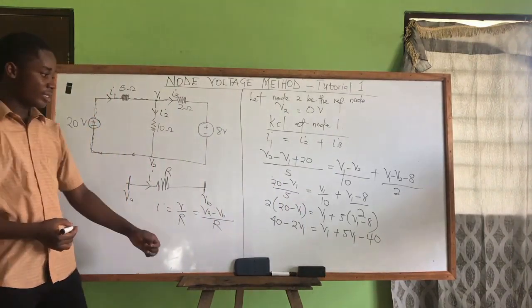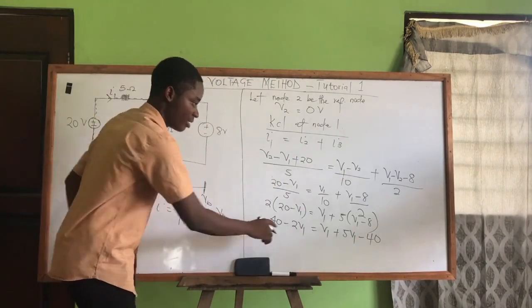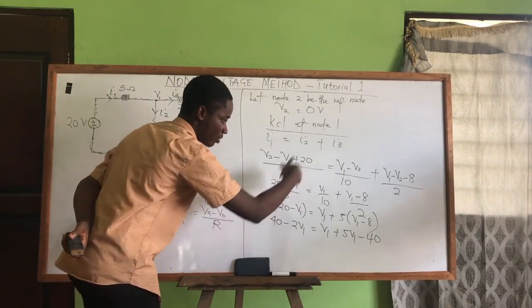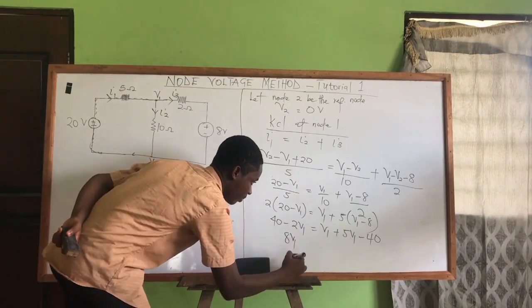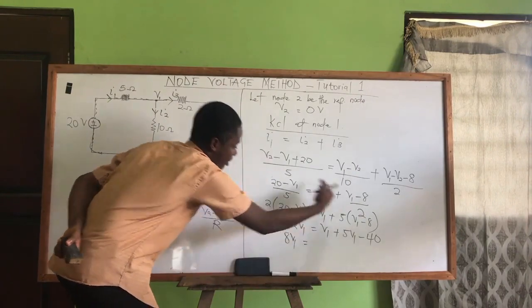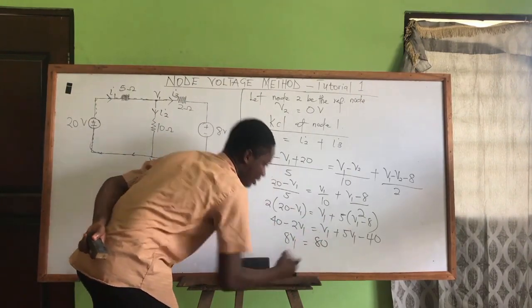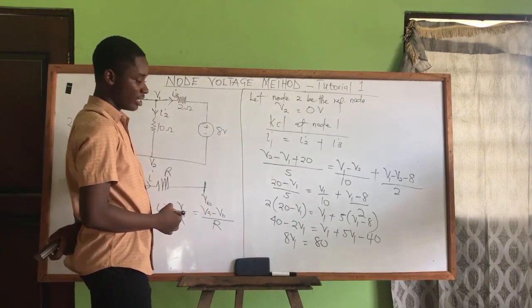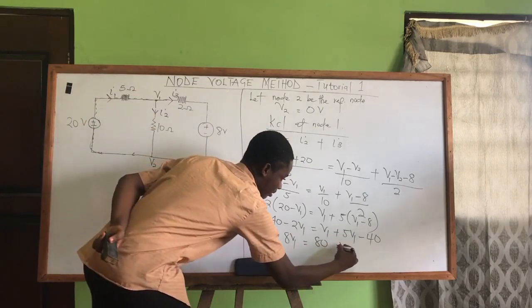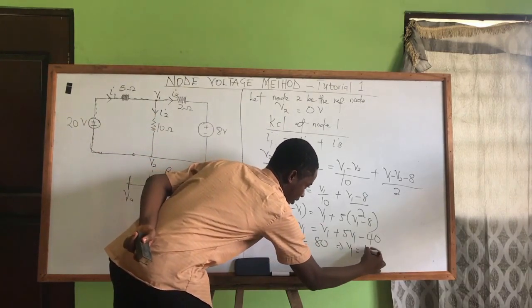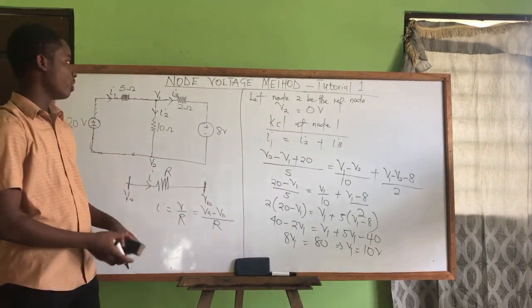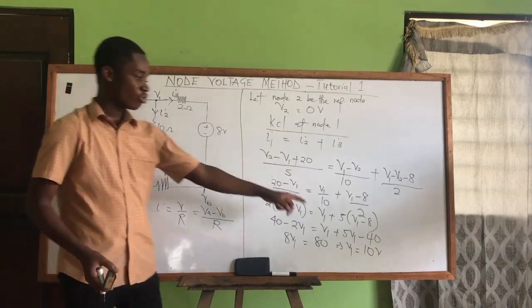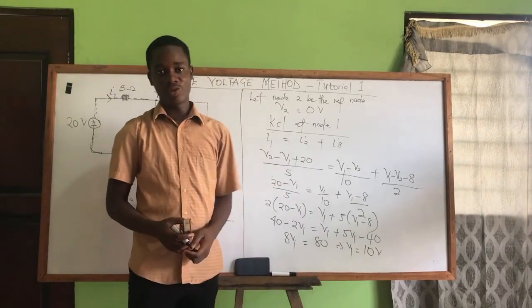Good. So let's group like terms. I'm sending the minus 2V1 to the other side. What would we get? We will get 8V1 is equal to, I'm sending this one here, 80. So this implies that my V1 is equal to what? 10 volts. So my node voltage V1 is equal to 10 volts.